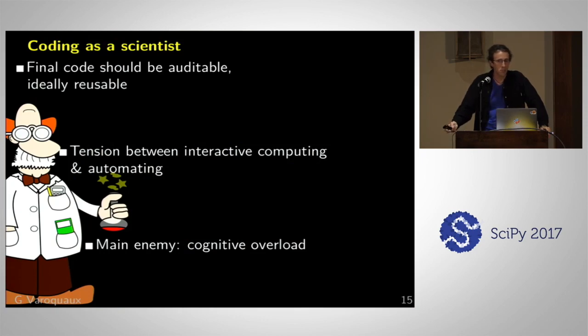So to summarize a bit, coding as a scientist, I think that the final code should be auditable in some way. This is hard. And ideally reusable, and this is also hard. There's quite clearly a tension between interactive computing and automating, and I think the main enemy is cognitive overload.